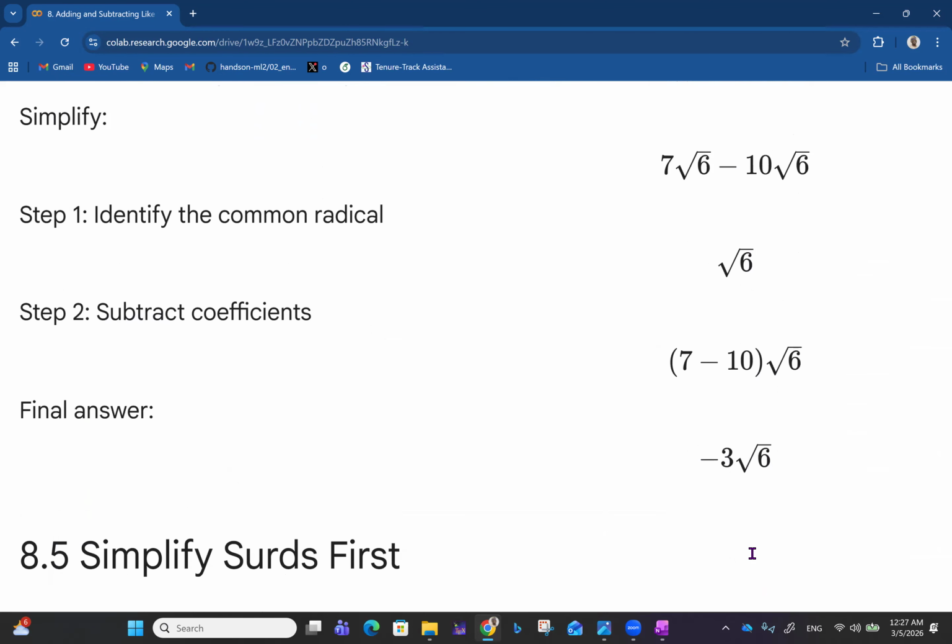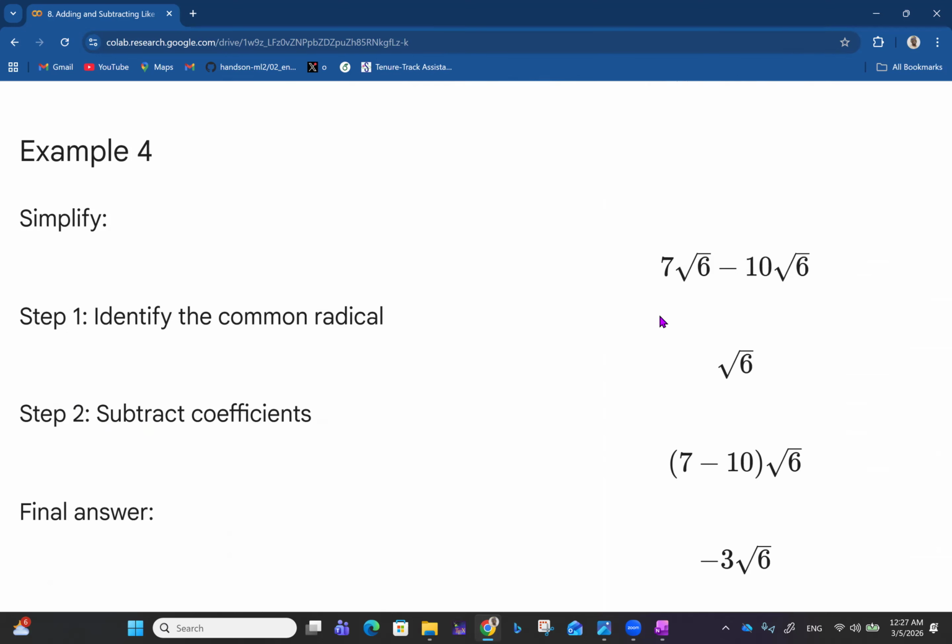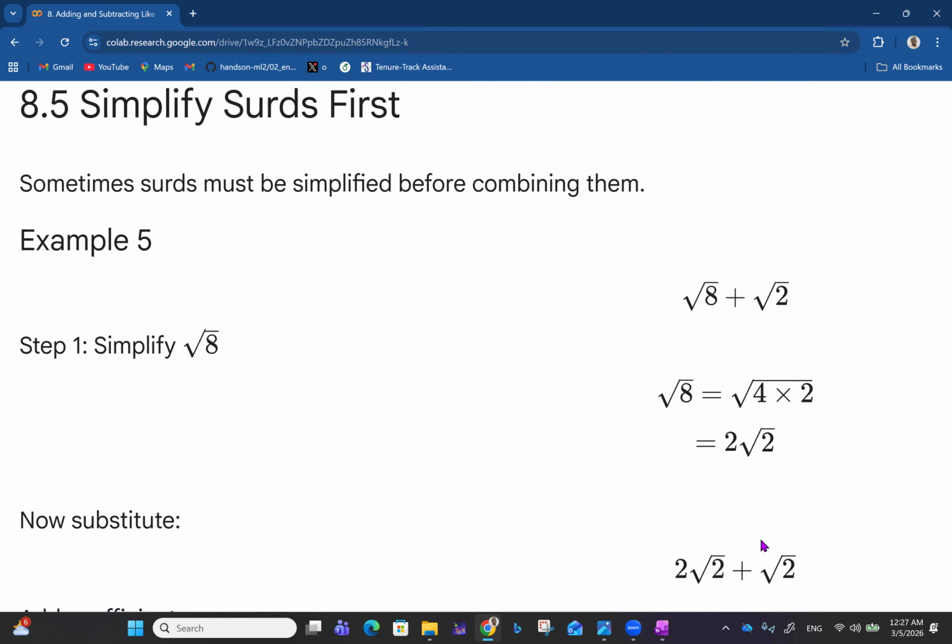Example 4, still talking about subtraction. You can simplify 7 root 6 minus 10 root 6. The common radical is root 6. So subtract the coefficients. So you have 7 minus 10, root 6. 7 minus 10 is minus 3. So 7 root 6 minus 10 root 6 is minus 3 root 6. So straight to the point.